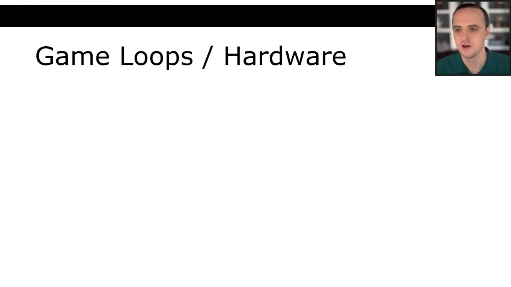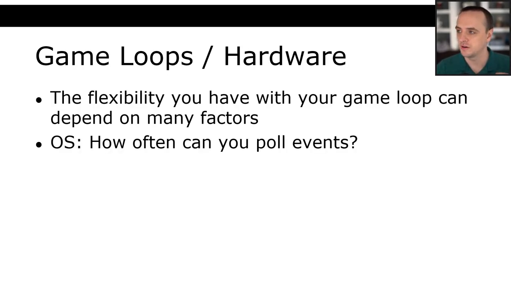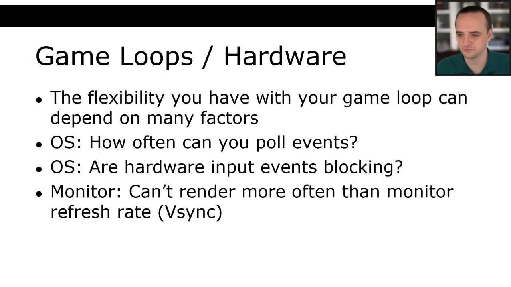My animation's rough. Okay, so the flexibility that you have with your game loop depends on a bunch of factors. One, the operating system. For example, how often can you poll events, right? It doesn't matter if we're running at 60 frames per second if you can only input one action per second, right? Now, modern hardware, we don't really need to worry about that, but back in the day, we maybe did. In the operating system, are hardware input events blocking? Can we maybe not progress unless we have that? Again, more modern hardware, we don't need to worry about that. Monitor.